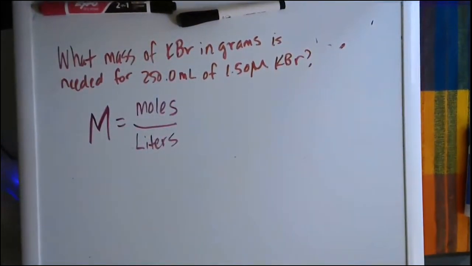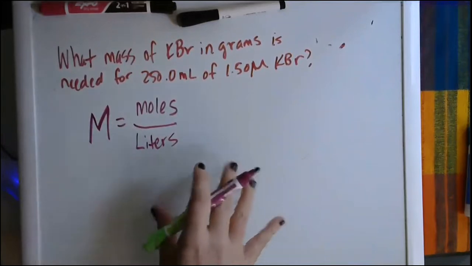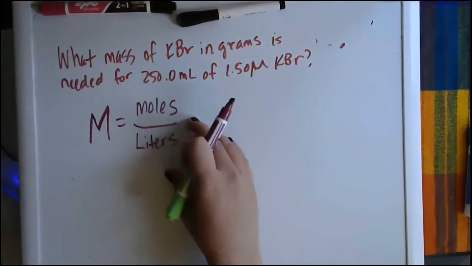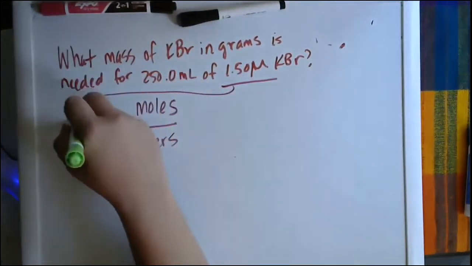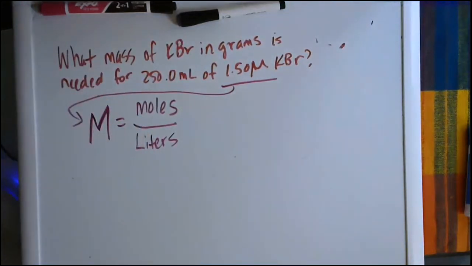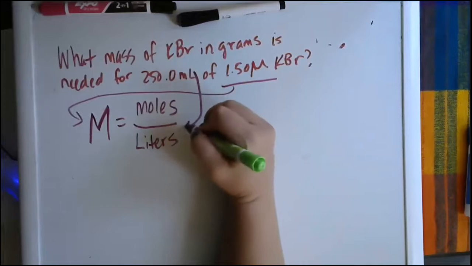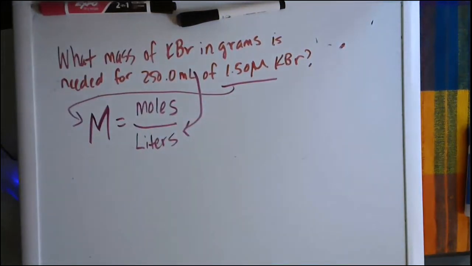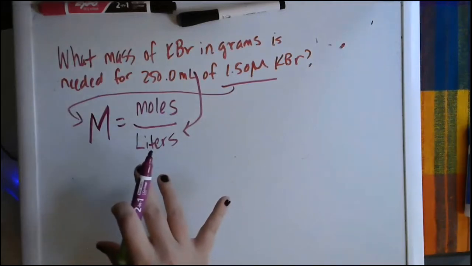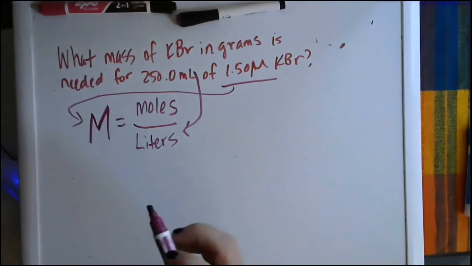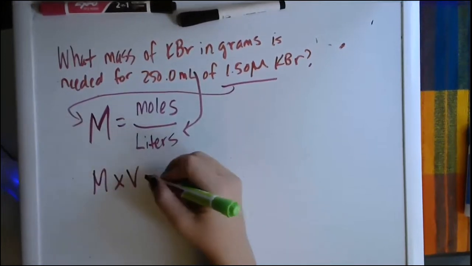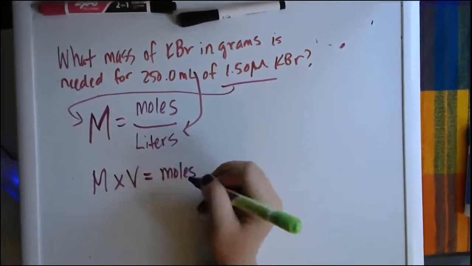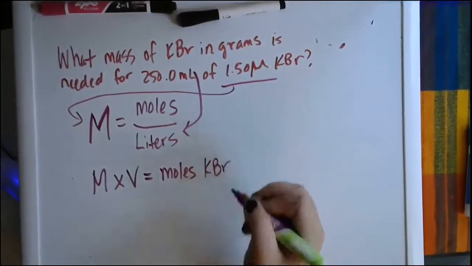Okay, so whatever information you're given in your problem, you're going to look at how you can relate it back to this expression. Over here, we already have a molarity value. That's great. So we know that we have one piece of information here. And we almost have another piece of information because we have the volume value, but it's in milliliters. So if we reorient our formula here, we again can see that molarity times volume will give us the moles of KBr we would need to make up our solution.